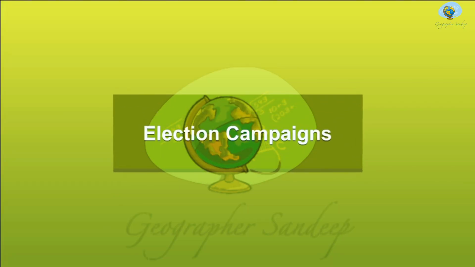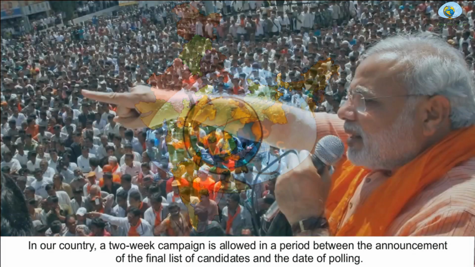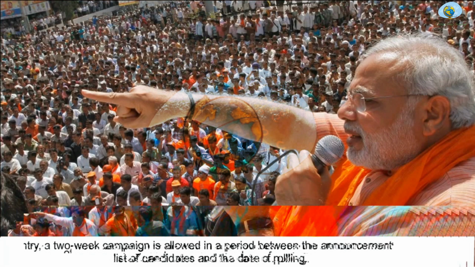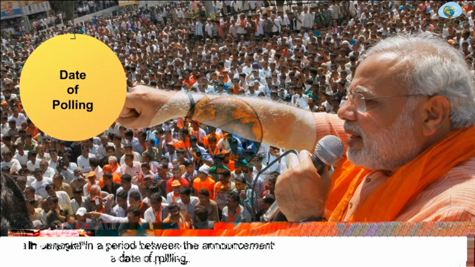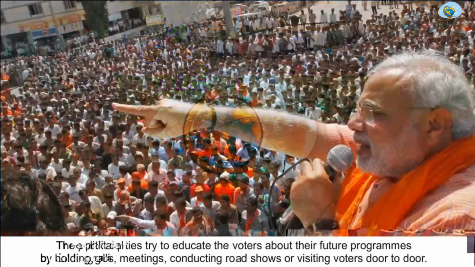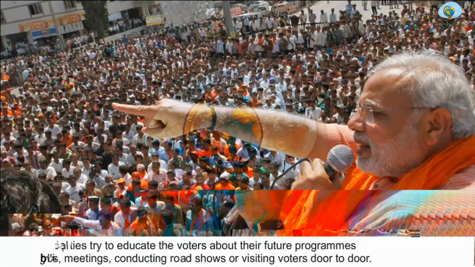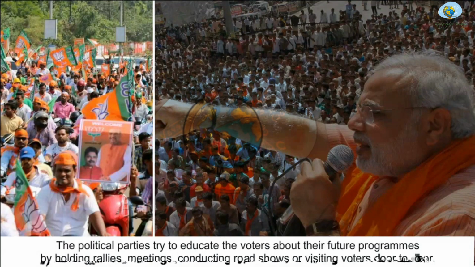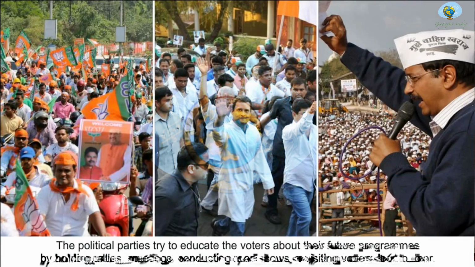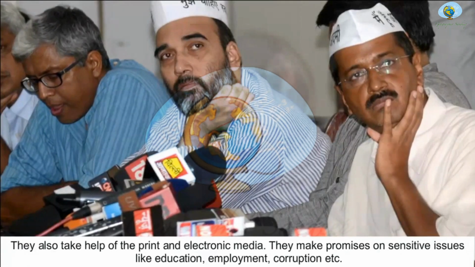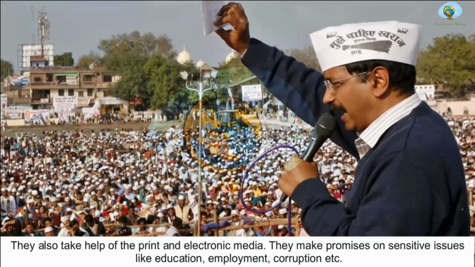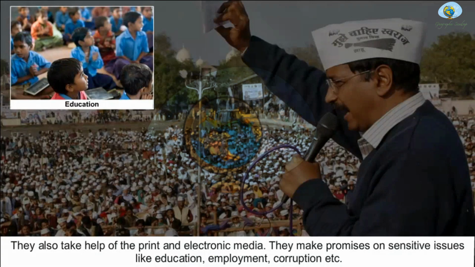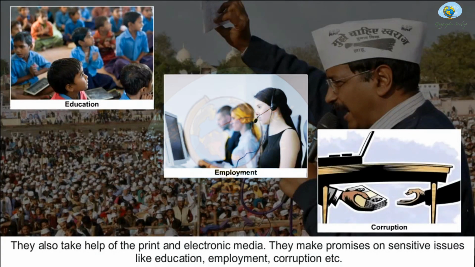Election campaigns. In our country, a 2-week campaign is allowed in a period between the announcement of the final list of candidates and the date of polling. The political parties try to educate the voters about their future programs by holding rallies, meetings, conducting roadshows, or visiting voters door to door. They also take help of the print and electronic media. They make promises on sensitive issues like education, employment, corruption, etc.